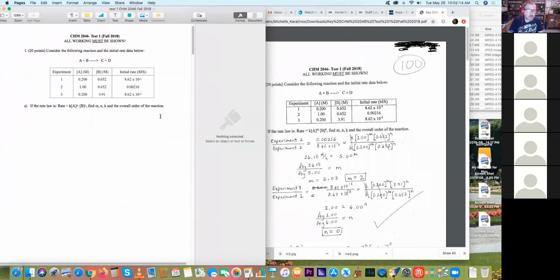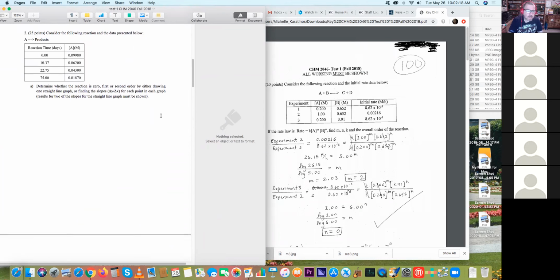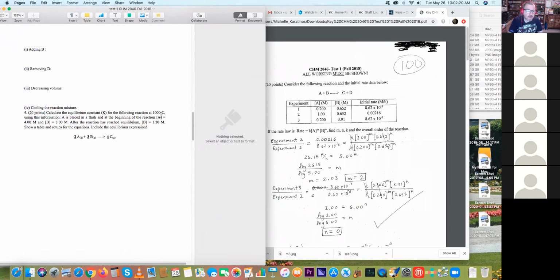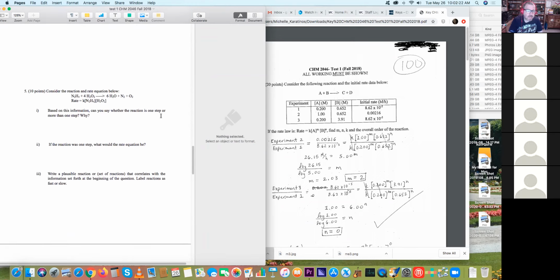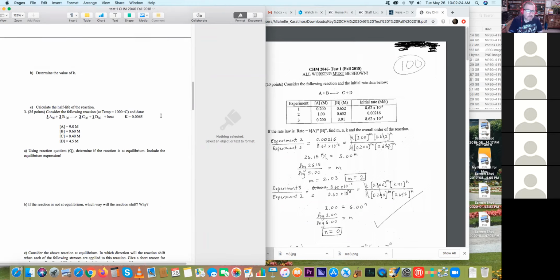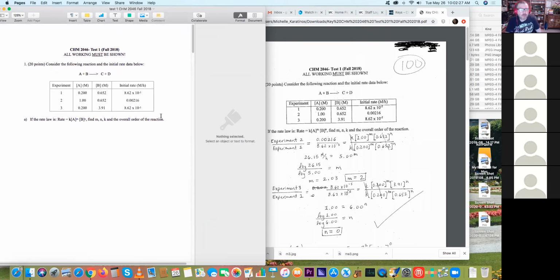All right, so the questions we're going to be talking about today will be question 1, question 2, and question 5. This one over here. Okay. So question 1, this is with direct relationship to the lab as well. This is one of the things you'll have to do in the lab is figure out the reaction order.